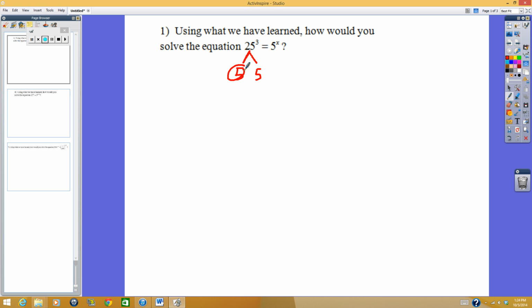You've got two 5s, so we're going to rewrite this 25, and be careful not to forget about that 3, as 5 to the second power, because that equals 25. And then put a 3 outside of it, equals 5 to the x power. Now, our bases are the same, so we don't have to worry about that. You have to distribute this in, which will be multiplication. So now we've got 5 to the 6th power equals 5 to the x.